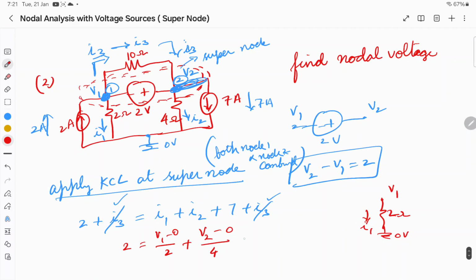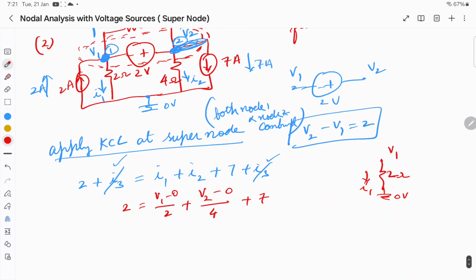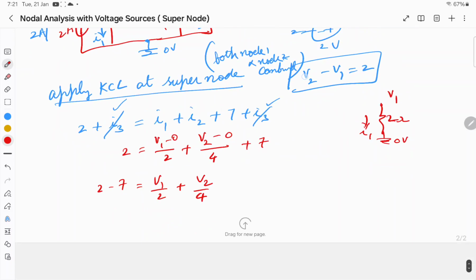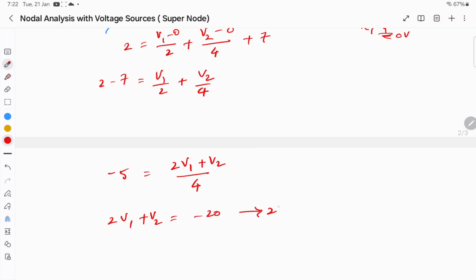Okay, plus 7. So bring 7 to the left side. It's going to be 2 minus 7 equal to V1 by 2 plus V2 by 4. So it's minus 5 is equal to, same as 4. So it is 2V1 plus V2. So 2V1 plus V2 is equal to minus 20. This is the equation 2.